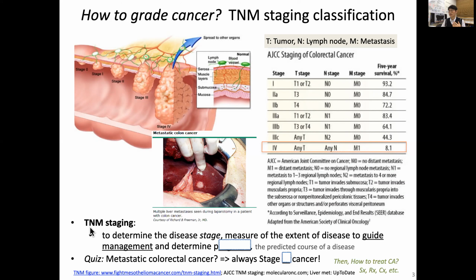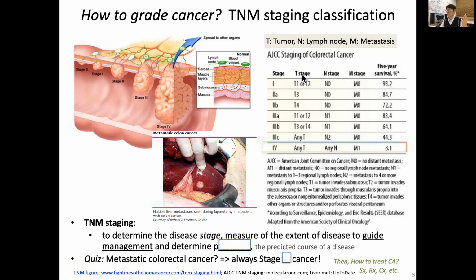So what is this TNM staging? To determine the disease stage, we measure the extent of the disease. Why do we stage? Because measuring the extent of the disease guides management. And you can see a good example here. There's stage 1, stage 2 with subcategories 2A and 2B, stage 3 with subcategories 3A, B, C, and stage 4.